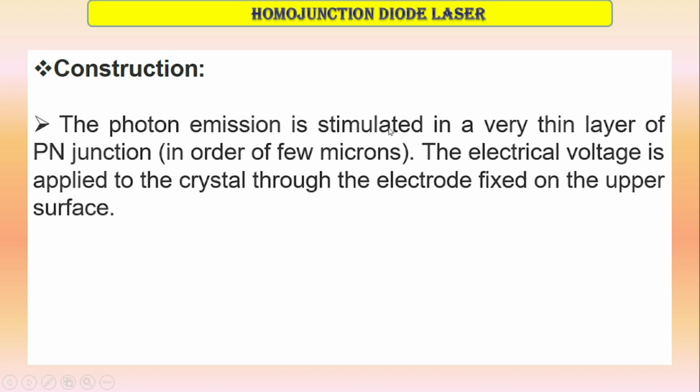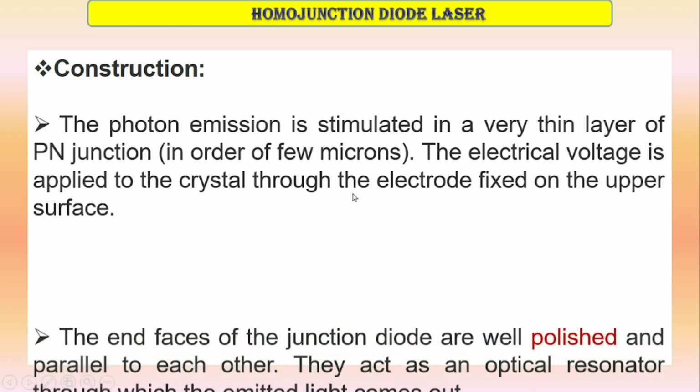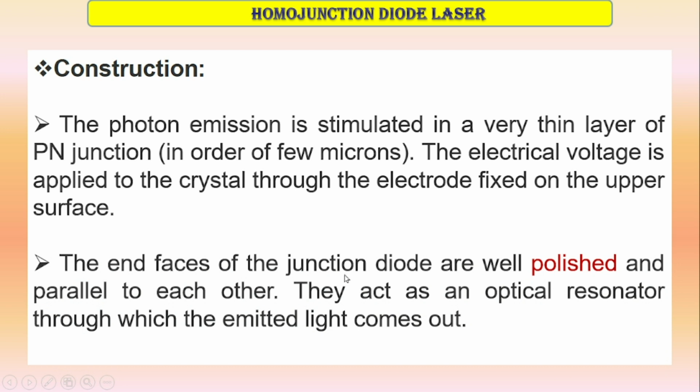The photon emission is stimulated in a very thin layer of the p-n junction, on the order of a few microns. The electrical voltage is applied to the crystal through the electrode fixed on the upper surface, as we have already seen in the previous slide. The end faces of the junction diode are well polished and parallel to each other. They act as an optical resonator through which the emitted light comes out.